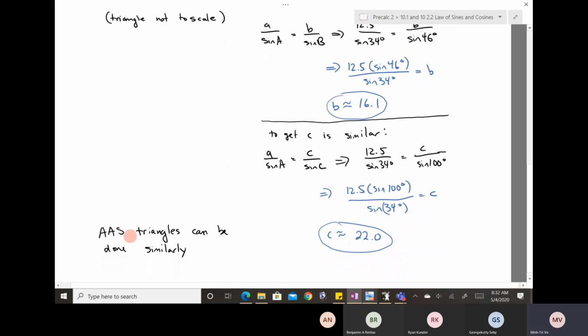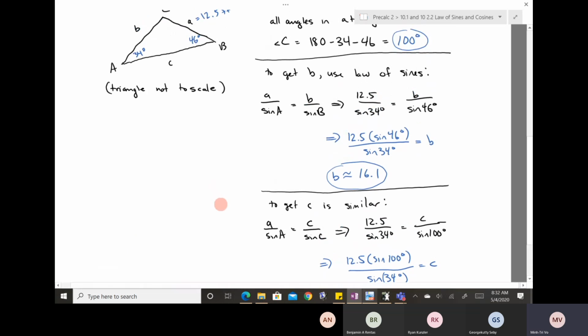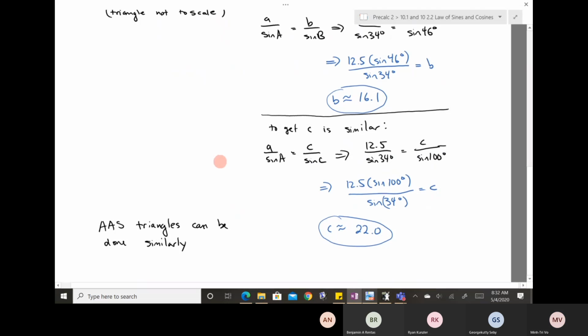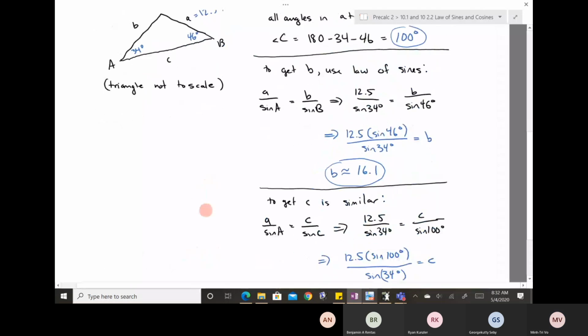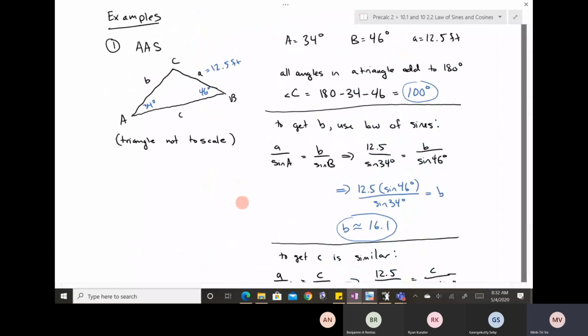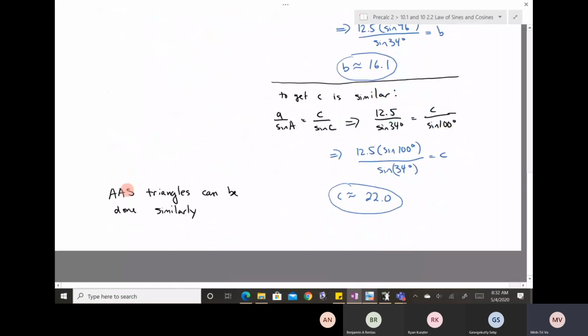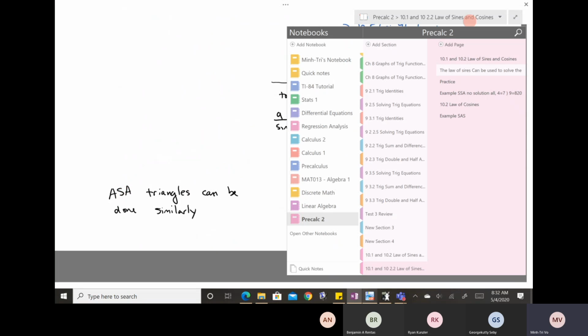For an AAS triangle, you can solve it similarly, except the first step is a little bit different, right? Because the only way we were able to get C is because we already knew the other two angles. Oh no, this isn't AAS. What's the other one? ASA, where you also know two angles. So it's pretty much the same in that case.